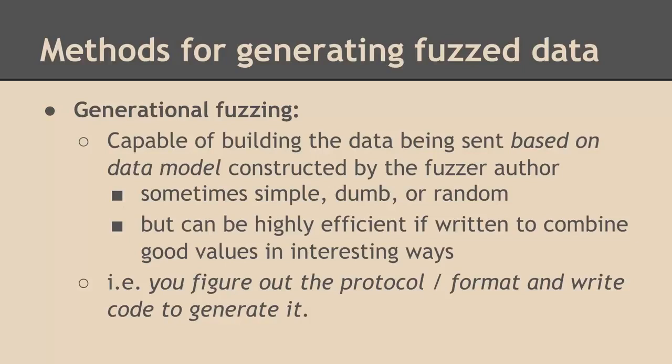This is also sometimes considered grammar-based fuzzing, but that's a lower level mechanic that I'm going to dive into in a bit. This basically involves a model that is capable of building the data based on a model that is constructed by the fuzzer's author. It could be simple, it could be really smart, or it could be random. And it can be, if done right, highly efficient.